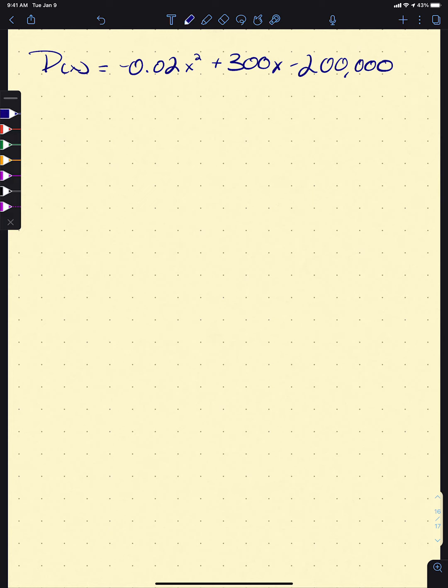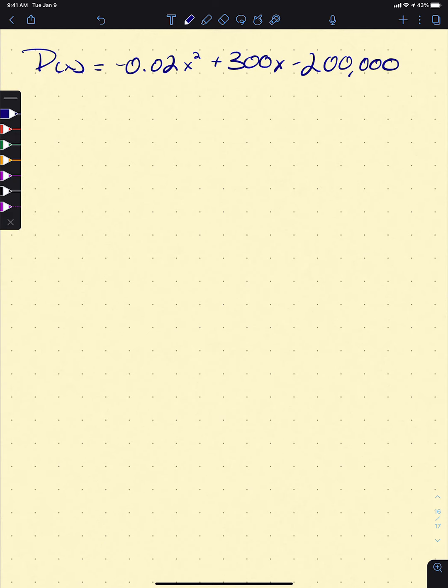And in pre-cal, there's all sorts of little things that you can memorize to shortcut to this, or we can just take a derivative, right? Because p prime of x, well, it's going to be minus 0.04x plus 300. And since we know the parabola is only going to have one local extrema, it's going to happen where p prime of x equals 0, right?